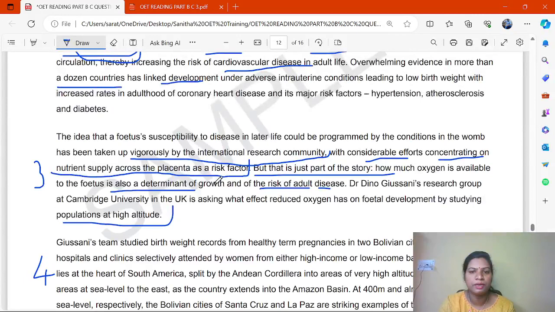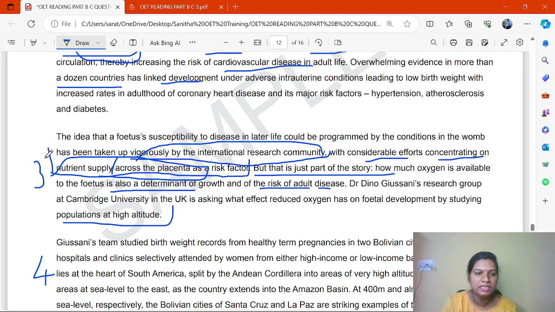See, we have to go to the passage. Their focus, the international research community, they did a study on nutrient supply across the placenta. That is their study. After that there is a "but" saying that is just a part of the story. It means it is a small part of the story, not the overall story.